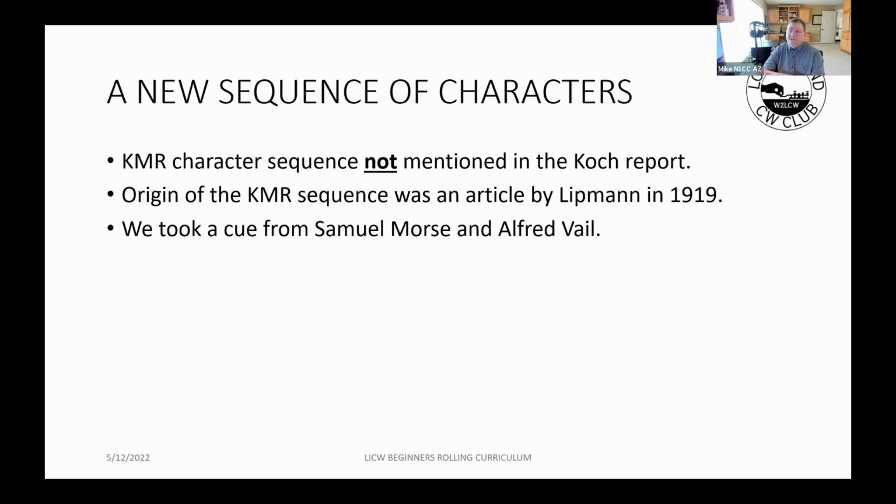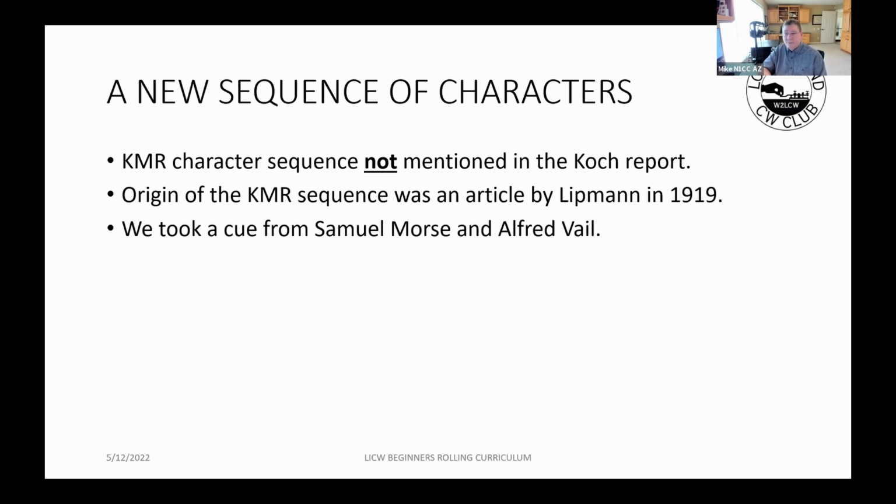The first thing that we did was to try and figure out the origins of the KMR sequence. And this was the first of many surprises because the so-called Koch character sequence was nowhere to be found in the Koch report. So we continued looking and we found it. Turns out, it was developed by Otto Lippmann in 1919 in an article that he wrote, which wasn't published until 1928. And Lippmann was the first to theorize that one could accurately predict aptitude for CW, or how good a student would do in CW, by how well they learned their first few characters.